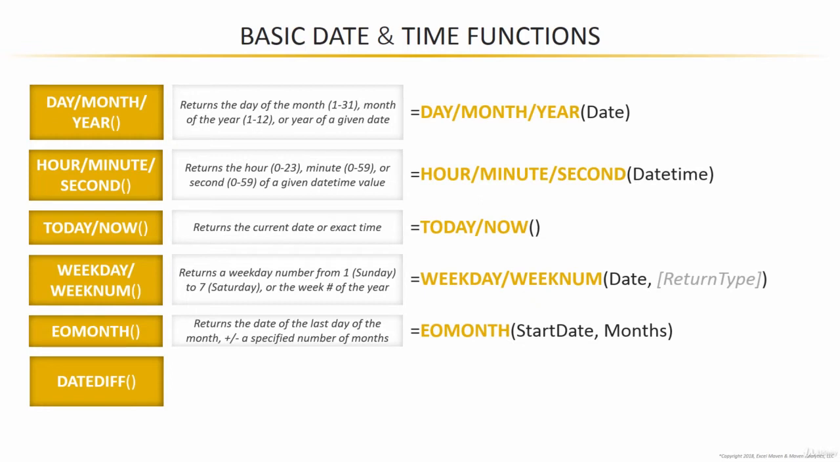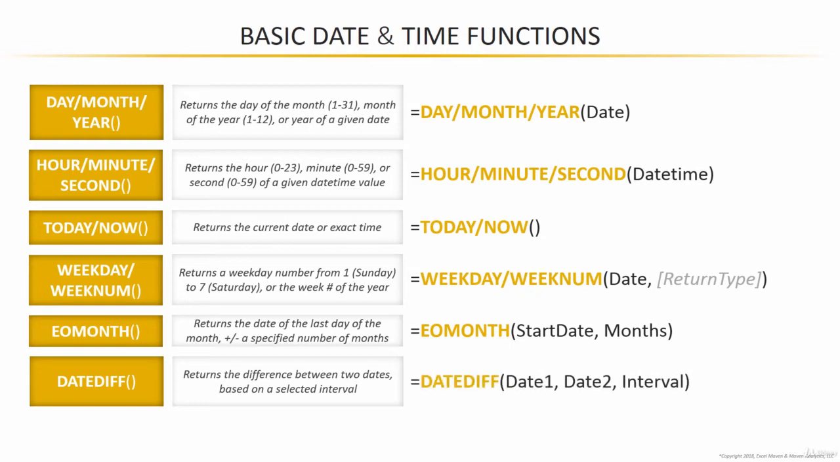And then last but not least, we've got DATEDIFF, which returns the difference between two dates. But not only that, it allows you to select a specific interval as well. So date 1, your start date, date 2, your end date, and your interval, which gets as granular as seconds or as broad as years. So a really helpful function for calculating the difference between two dates. With that, let's open up our AdventureWorks file and start adding some new date and time columns to our model.